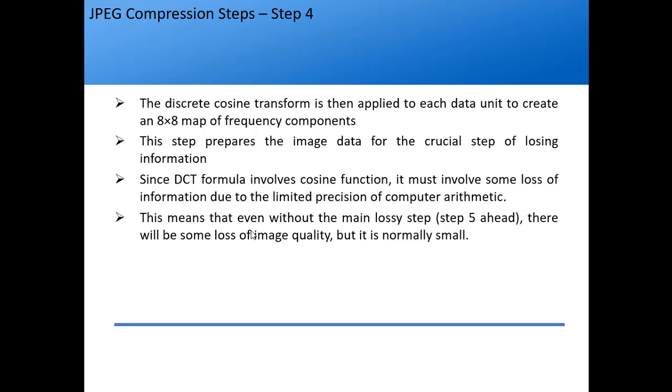So what problem does it create? Since the DCT formula involves the cosine function, it must involve some loss of information due to the limited precision of computer arithmetic, right? Because only up to some decimal places can we consider, and further decimal places are ignored. So that is where loss of information comes in. This means that even without the main lossy step, that is without applying quantization, which we will apply in the last step, there will be some loss of image quality, but it is normally very small.